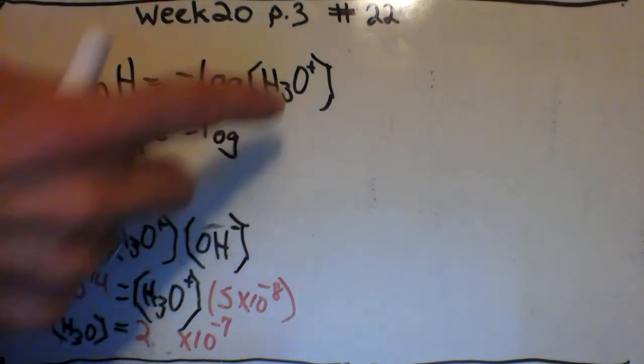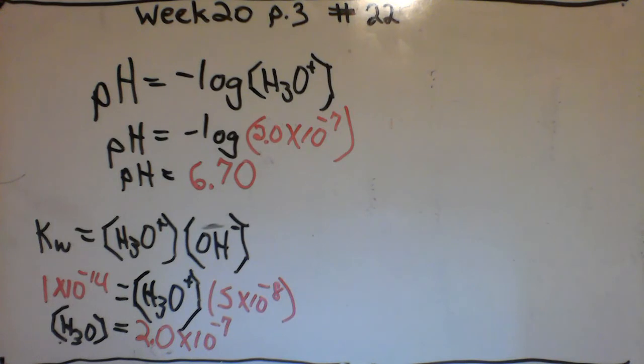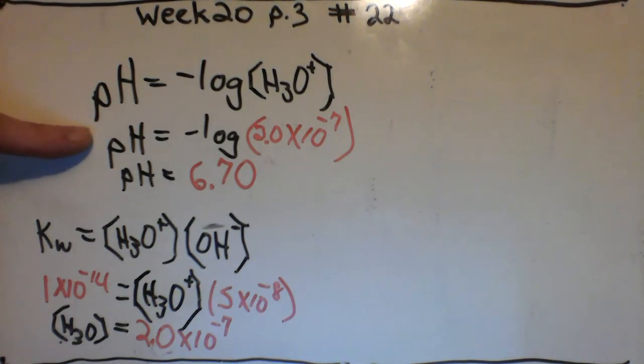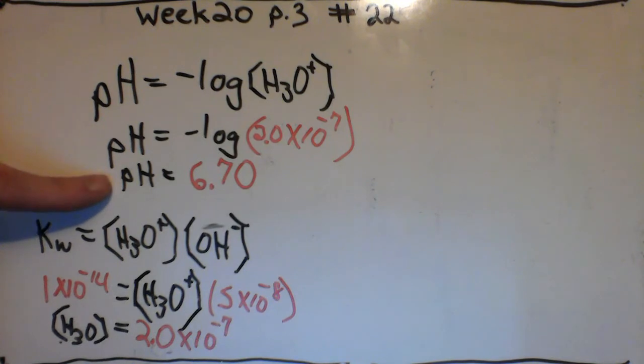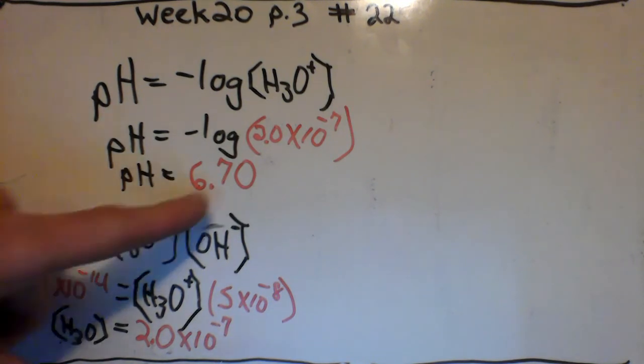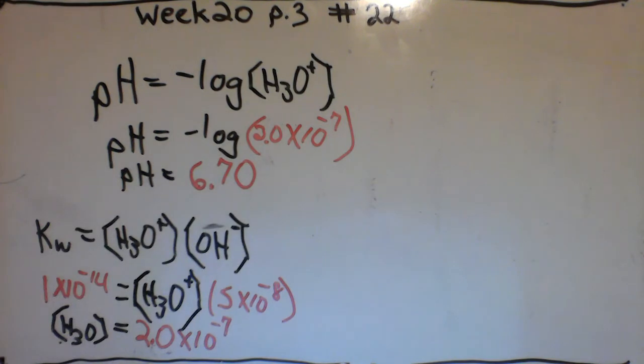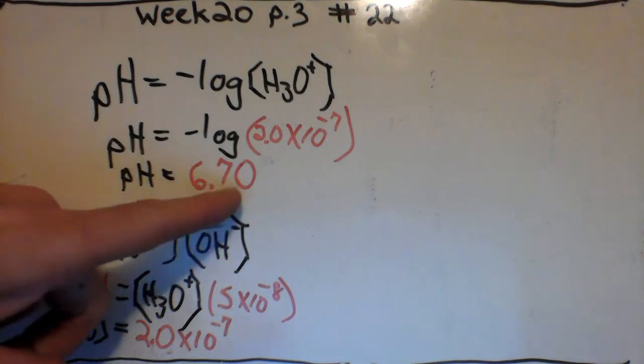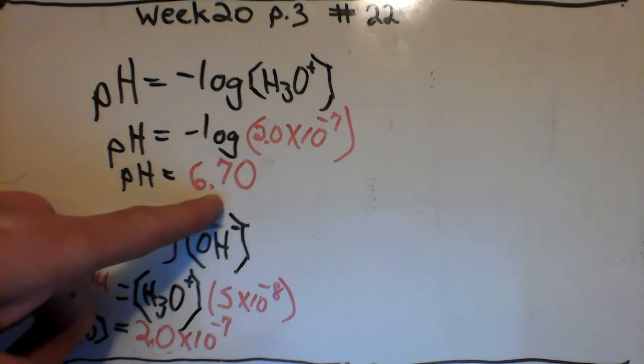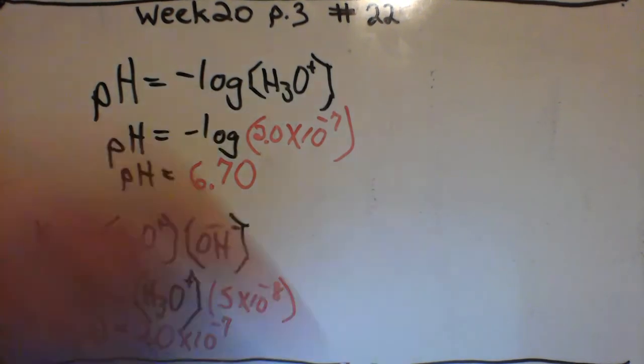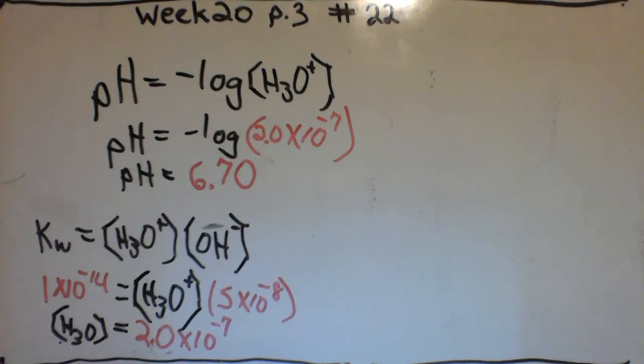Now we can place that number into the formula up here. When we place 2.0 times 10 to the negative 7th into the pH formula, we find out that the pH is 6.70. Again, 2 significant digits, because in our problem we were given 2 significant digits, 5.0 times 10 to the negative 8th for the concentration of hydroxide ions. So there needs to be 2 significant digits to the right of the decimal point. Is this solution acidic, neutral, or basic? Well, it's slightly below 7, so it would be slightly acidic.